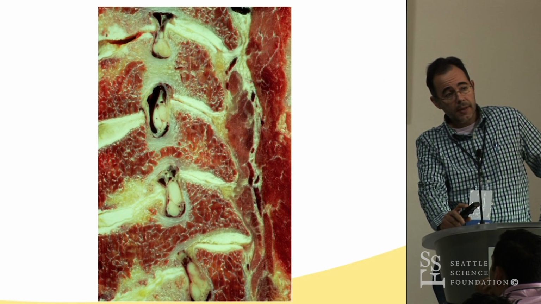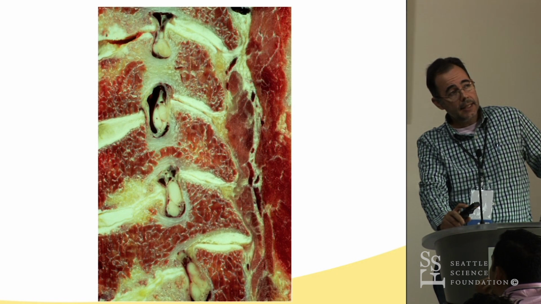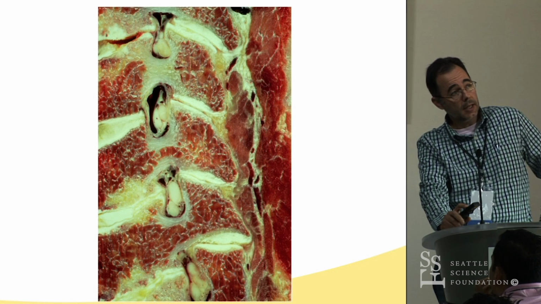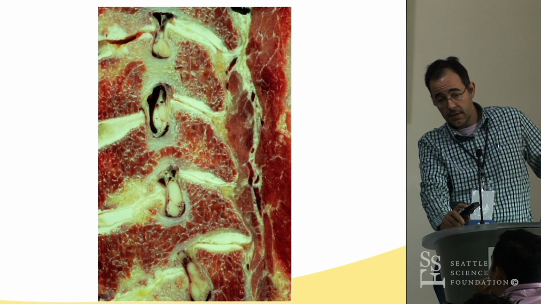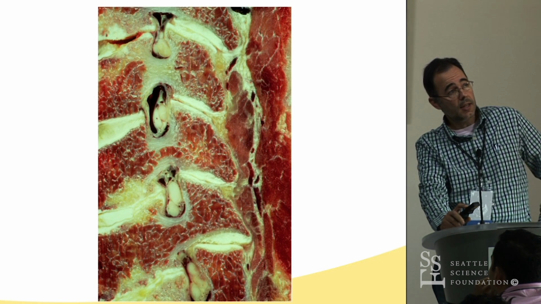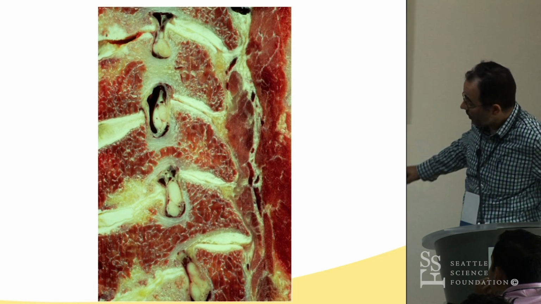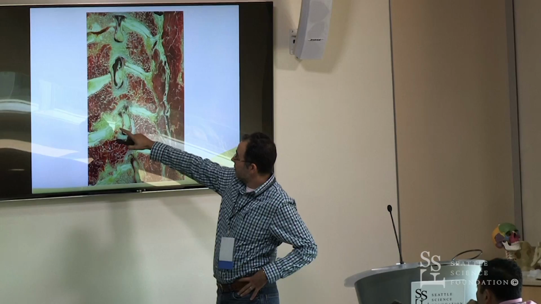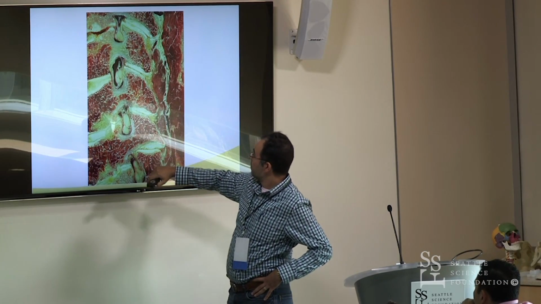A gross specimen indicating the relationship of the nerve root to the uncinate process. You can see that the uncinate process hypertrophies and causes nerve compression.